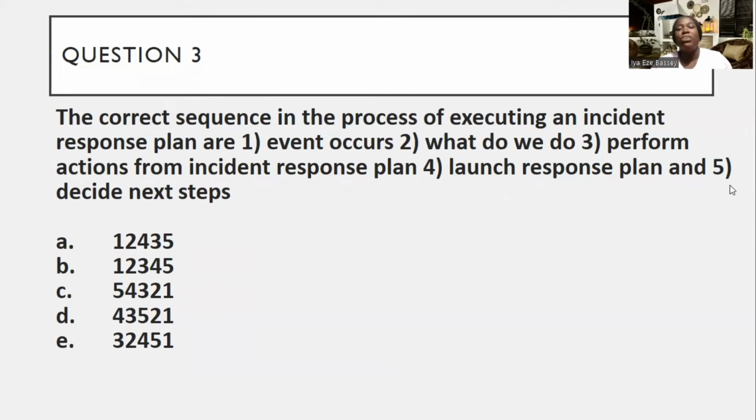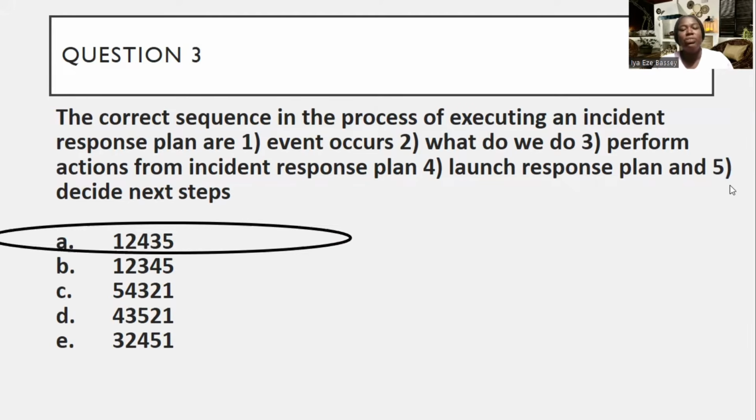So there is a sequence of events that you have during an IRP, incident response plan. So I want you to arrange these sentences in the correct sequence, okay? So the correct sequence is the process of executing an incident response plan are 1, event occurs. 2, what do we do? 3, perform action from incident response plan. 4, launch response plan. And 5, decide on the next steps. So how would you arrange it? 1 comes first, 2, then 4, before you have 3, and then finally 5.